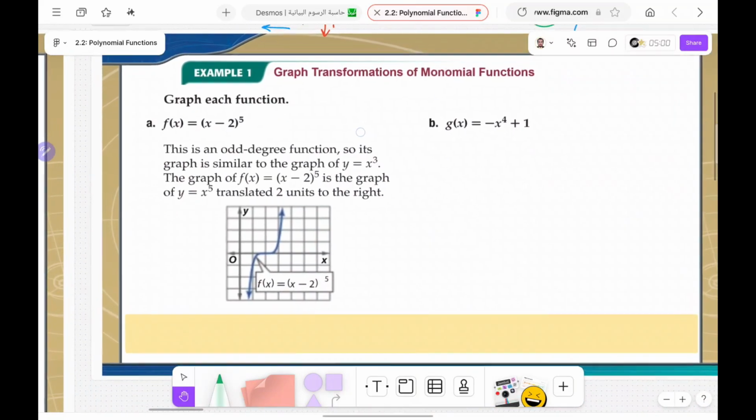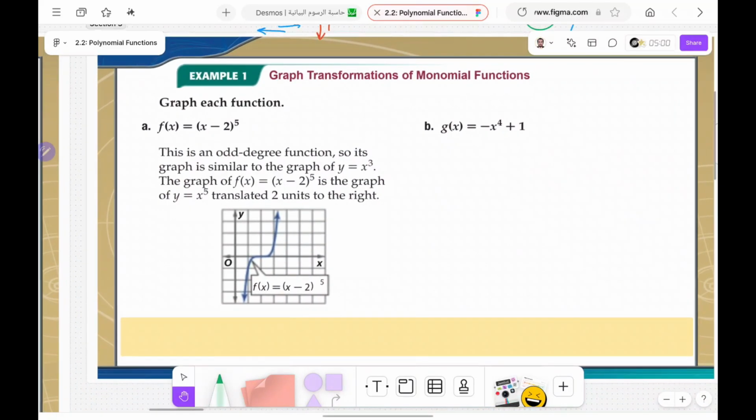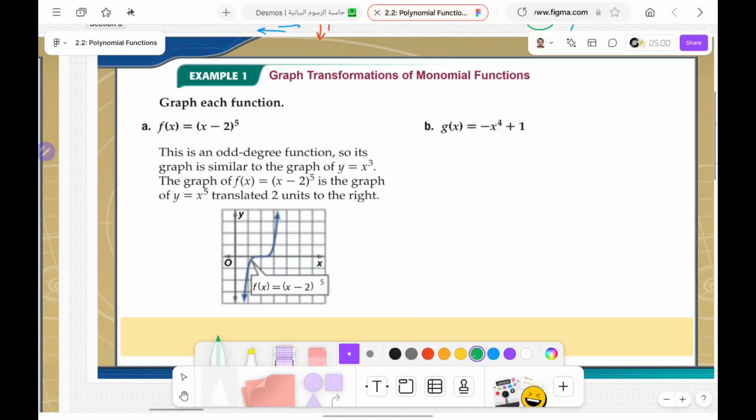Now let's go to this example here. Graph transformation of polynomial functions. As you can see, we have the function f of x equals (x minus 2) to the power of 5. We know that the power of 5 is odd, and because it's odd, the function starts down and ends up, like this. If I need to know h and k, h is given, which is equal to -2, so we take the opposite sign, which is 2.